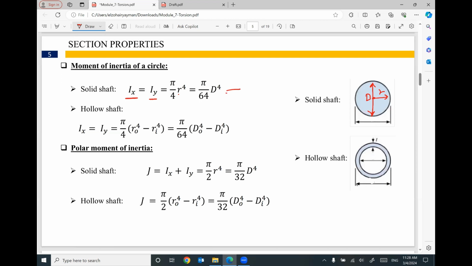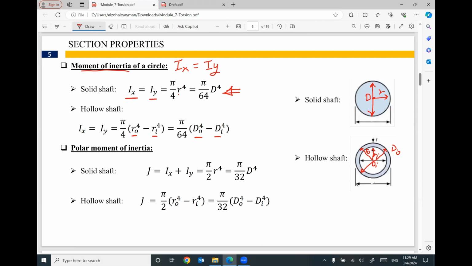That is for a solid circle. If we have a hollow circle, it will be pi divided by 4 times the outer radius to the power 4 minus the inner radius to the power 4. So we have inner radius Ri and outer radius Ro, or inner diameter Di and outer diameter Do. If we are using outer and inner diameter, it is pi divided by 64 times outer diameter to the power 4 minus inner diameter to the power 4. This is the moment of inertia Ix, which equals Iy for a circle.